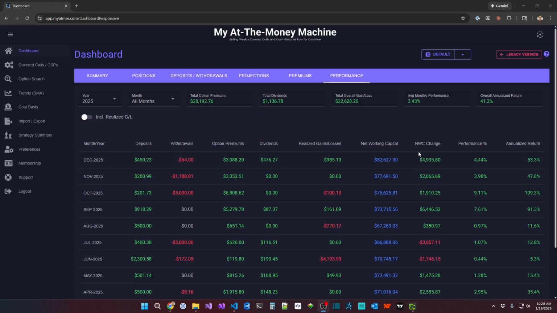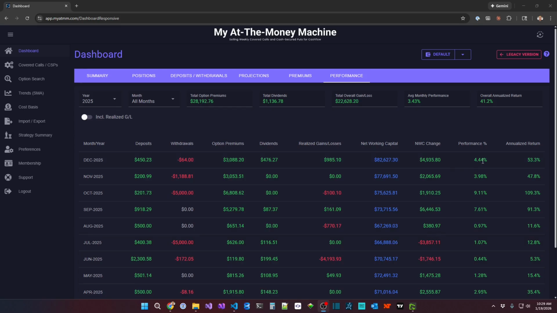Okay, moving on to the next column, NWC change. This is the net working capital change. Easy enough. It's just the difference between the current month and the previous month. We have gone up a total of $4,935 since the last month. Or in this case, we went down $3,800 from this month to that month.